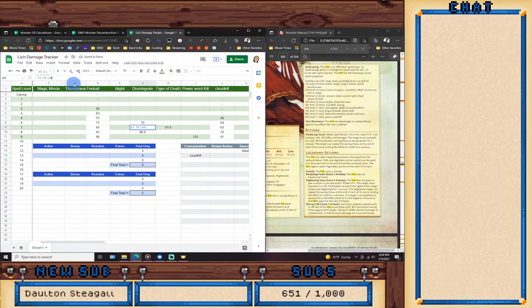Oh, that was the problem. I didn't add in the 40 correctly. Silly me. 3.5 times 16 plus 40 is 96. And then finally, at spell level 9, we have 3.5 times 19 plus 40 for a total of almost 100 damage. It's almost exactly the same as Power Word Kill, and one target. The target's disintegrated, leaving it with 0 hit points. So that's a fun one.